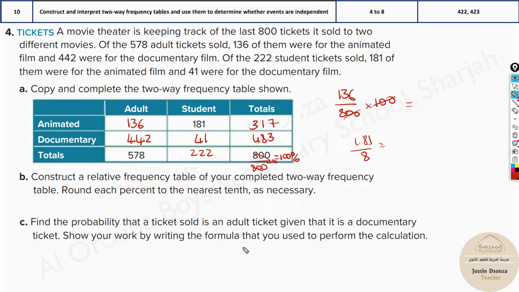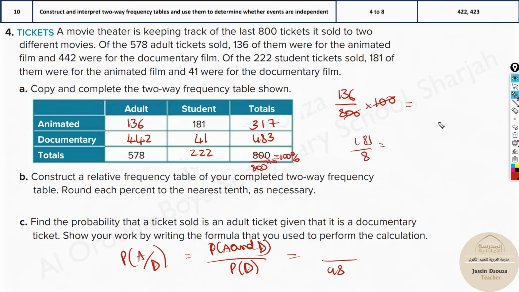They've asked you to work out the formula. So probability of what is the condition? Condition is documentary ticket, but we need to know it's an adult ticket. Condition, it's documentary. That means it will be probability of adult and documentary divided by probability of documentary only. What is the total documentary over here? Total is 483. Okay, now this would be wrong. I should not take 483.